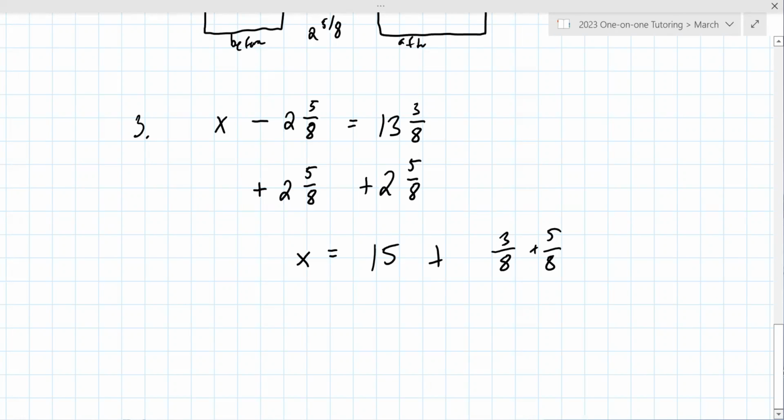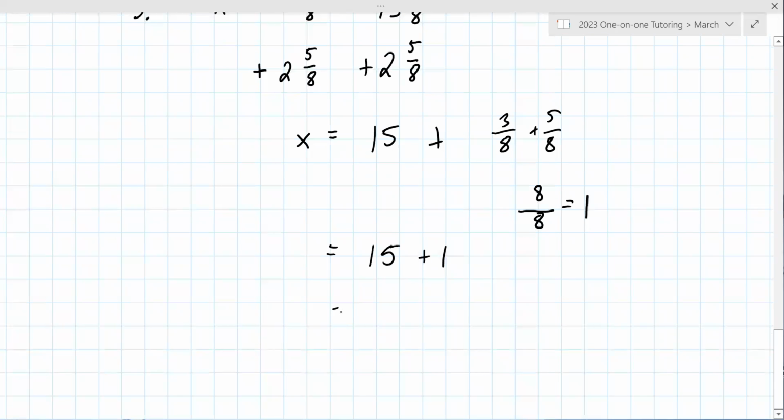What is 3/8 plus 5/8? Here I am, just writing it. 3/8 plus 5/8 is 7/8. Try again. 8/8. Sorry. 8/8, which reduces to 1 whole. So it'd just be 16. Yes, 15 plus 1 is 16.